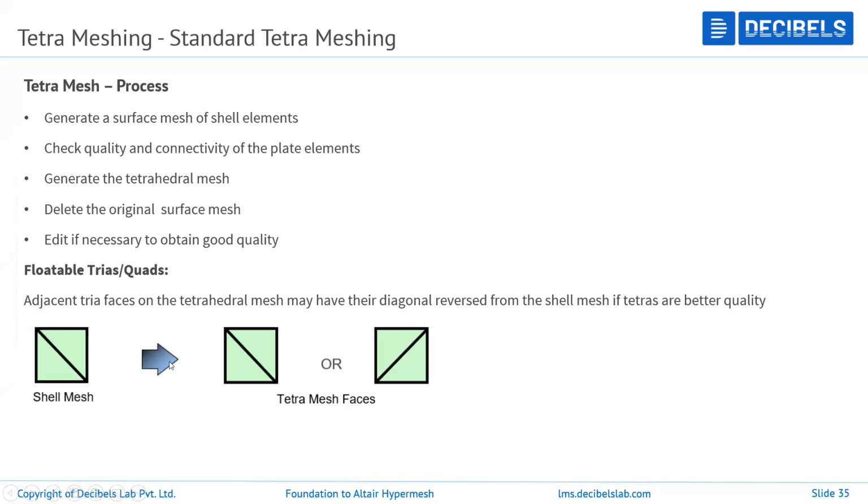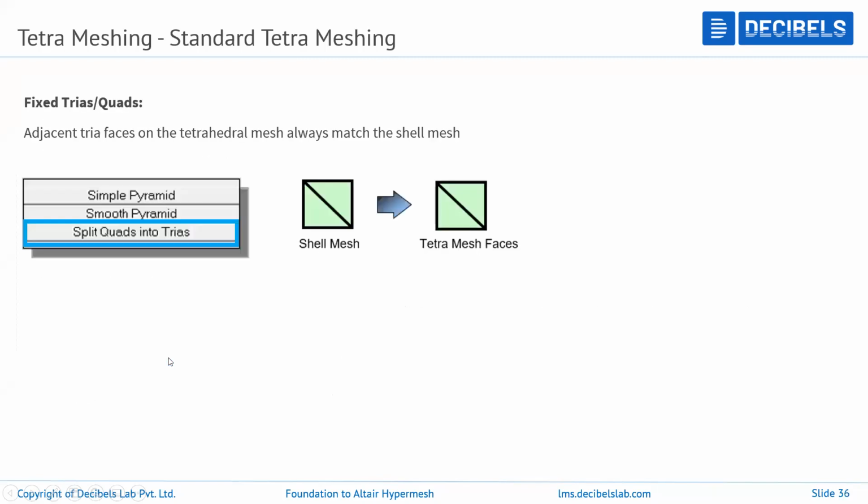Why? Because sometimes you may forget to create the 2D elements. That time it makes a problem. So for this reason, always go by creating fixed trias. I'll show where it comes.